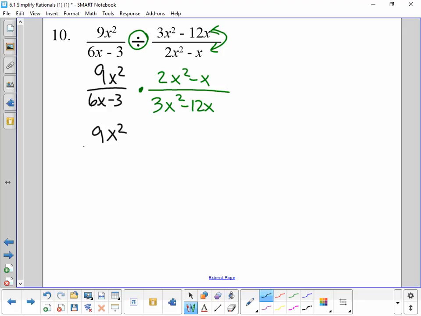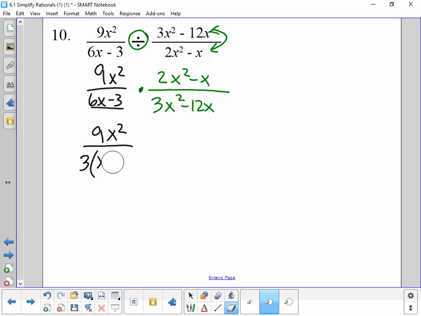We have a 9x squared over, we've got a GCF of 3 here. That leaves an x minus, ooh, that's a really common mistake that I just made. It's not x minus 2. If I factor a 3 out of this term, it's a 2x. If I factor a 3 out of this term, it's a minus 1.